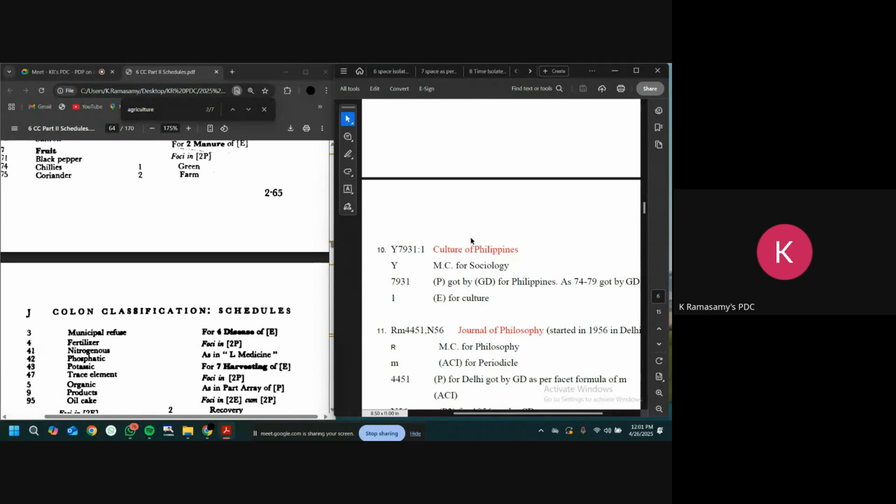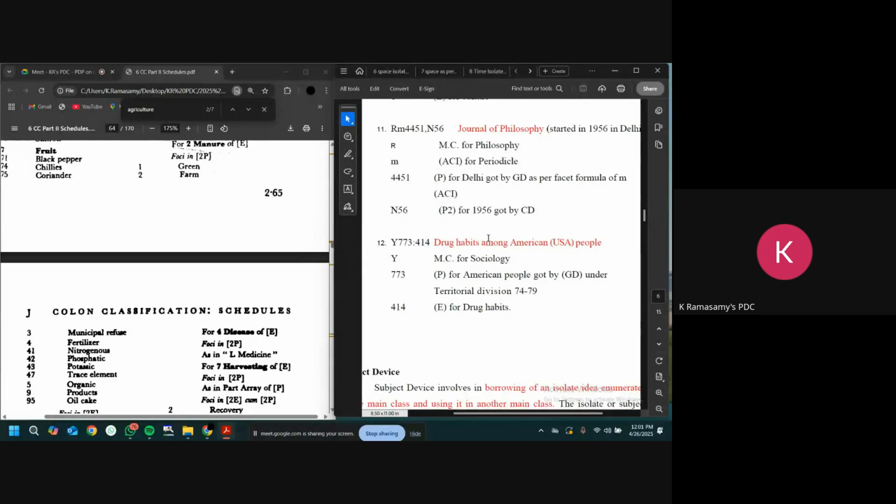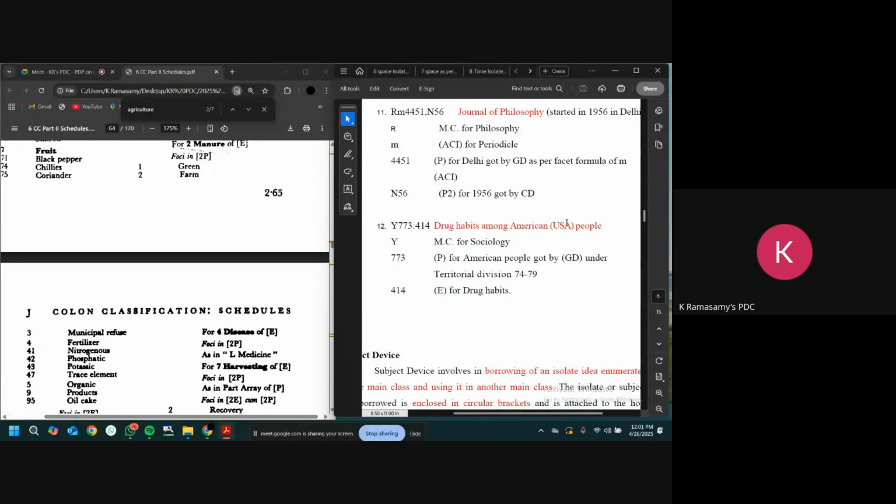Okay, fine. Then comes, for example, drug habits among American people. So we need American people. How are American people using drugs? What is the habit of using drugs? For example, I want to find the number. Here you can see it comes under sociology. The number for drug habit is 414. That is not my concern. My concern is how to get the number for American people. I don't know how to get the number for American people.